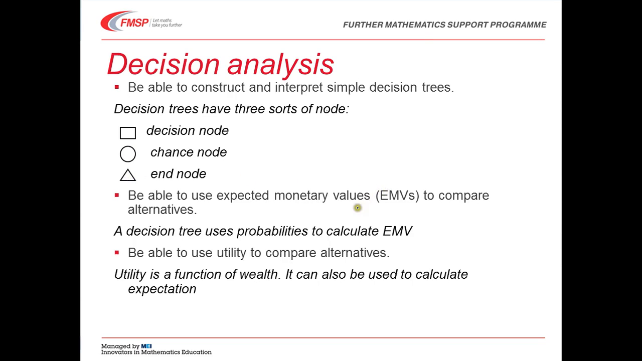You're expected to know what expected monetary value means, EMV, and to be able to compare alternatives. So when you draw a decision tree, you use the probabilities given to calculate the EMV of various outcomes. And then you have to have an idea of what utility is and use this as well. Whereas EMV simply calculates monetary value, utility is a function of wealth and takes into account other things than the simple cost of things. And it is used to calculate expectation in a similar way.